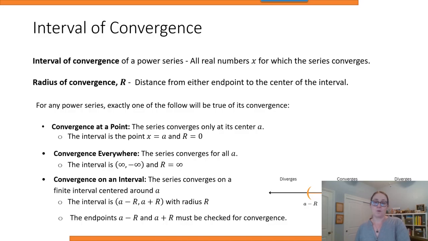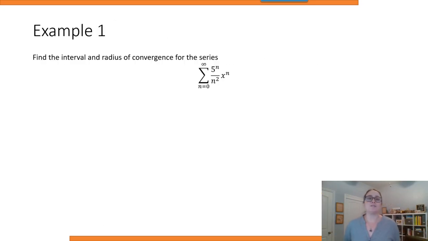the ratio test is only going to tell me that it converges in between these two endpoints. It will not tell me whether the series converges at these endpoints. So both of the endpoints will have to be checked separately to make sure that it converges, or maybe it diverges at one or both of those points. So let's do an example.